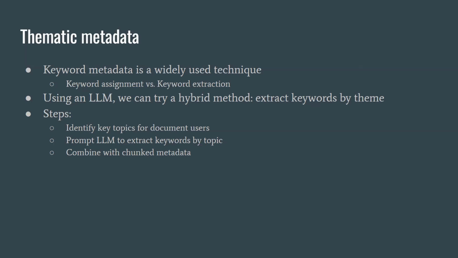So the steps to do this, they're listed on the slide. Figure out what the key topics are for the users of this particular document or set of documents. Use an LLM to extract keywords to pre-process your data before you start to use it for RAG. And then combine those keywords with the chunks and the metadata of the chunks, add them to that metadata.